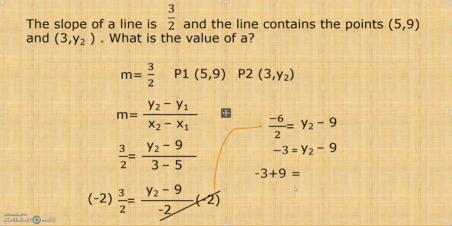Then to get the value of y sub 2, let's transpose -9 to the left side. Since this is negative, it will be positive. So -3 plus 9 is equal to y sub 2. Then simplify. So -3 plus 9 is 6. So the value of y sub 2 is 6.